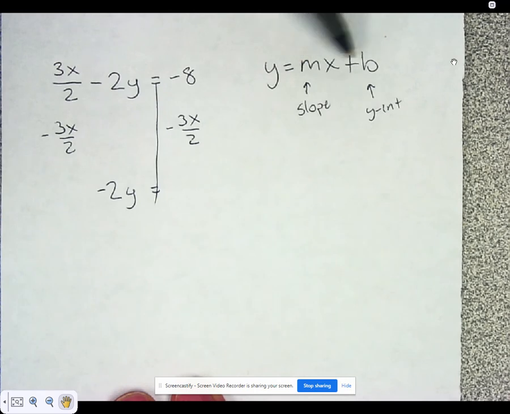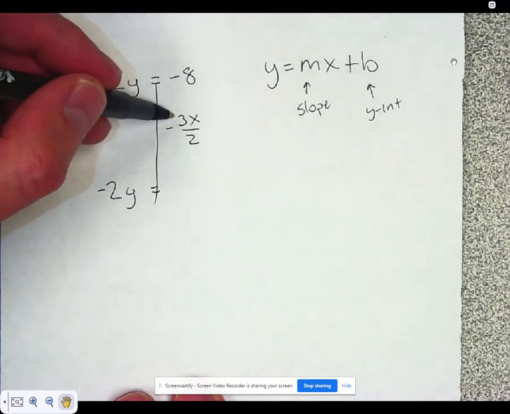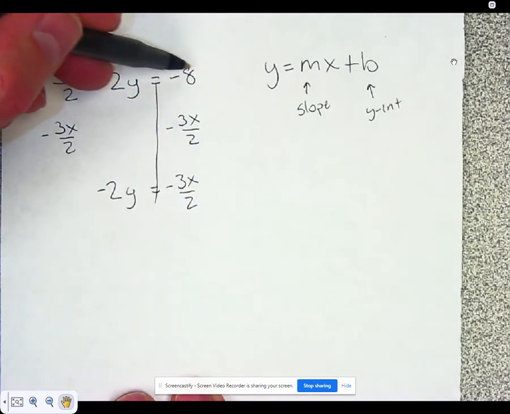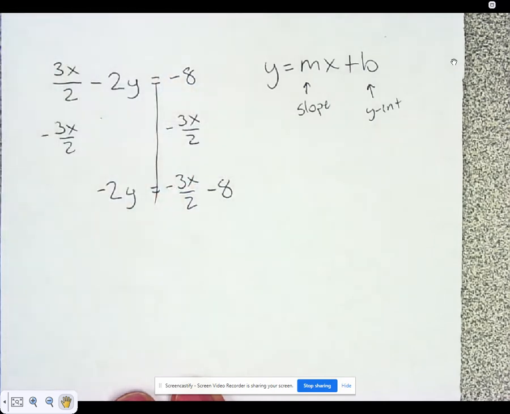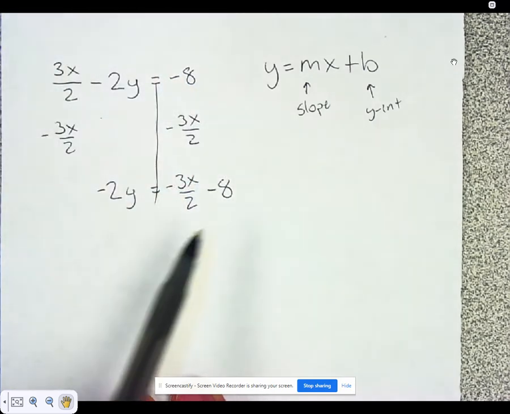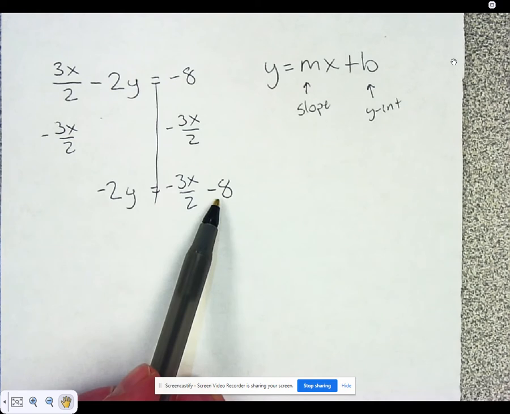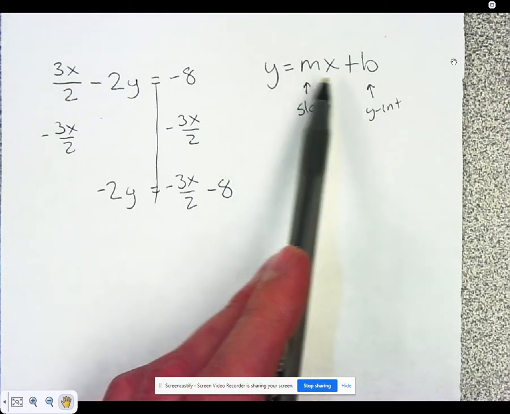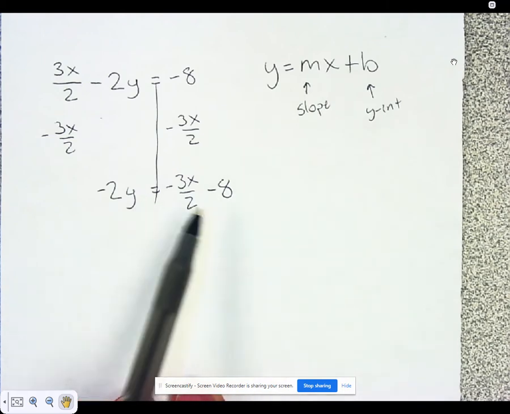To be in slope-intercept form, we typically, not always, but we typically like to have the slope first. Have some number x plus some number in that order. So I'm going to rewrite it in that order. I'm going to write negative 3x over 2 first, and then I'm going to write the minus 8. Again, algebraically, there's nothing wrong with putting the minus 8 first and the 3x over 2 second. However, it just wouldn't be in that form that we like so much. So I rearranged it to put it closer to this form.